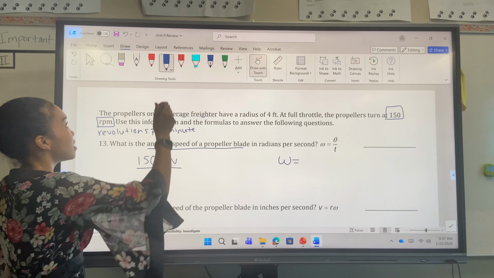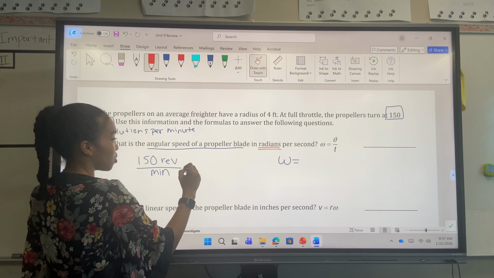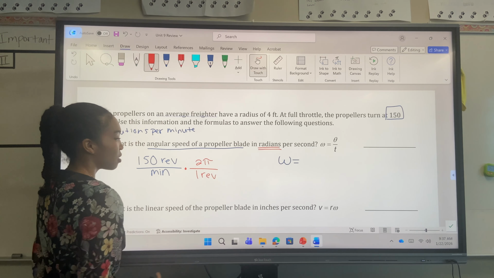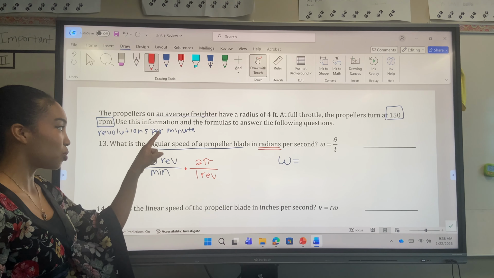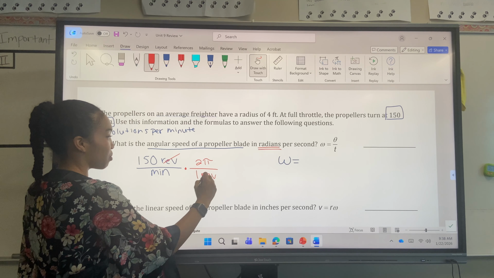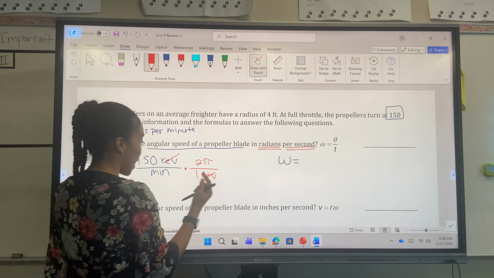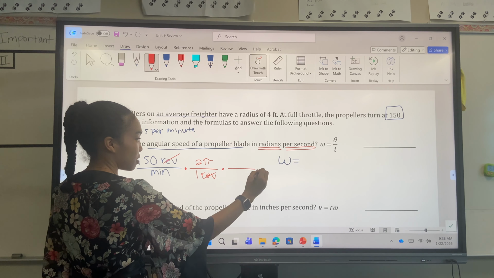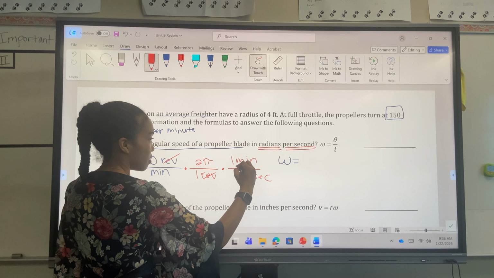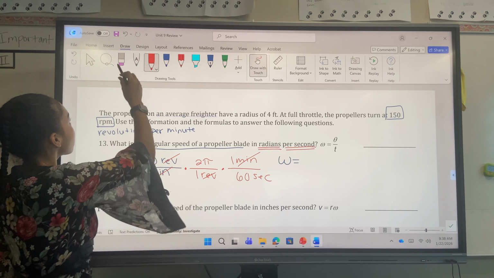However, the only thing is they want us to put it in radians, not revs. So let me change the revs to radians. 1 revolution around the circle is the same as 2 pi. So this is what I'm multiplying by to get rid of revs and make it radians. And then they say per second. I have minutes, so let's get rid of minutes. In 1 minute, there are 60 seconds. This minute cancels out with this minute. So all you have to do is just multiply across.